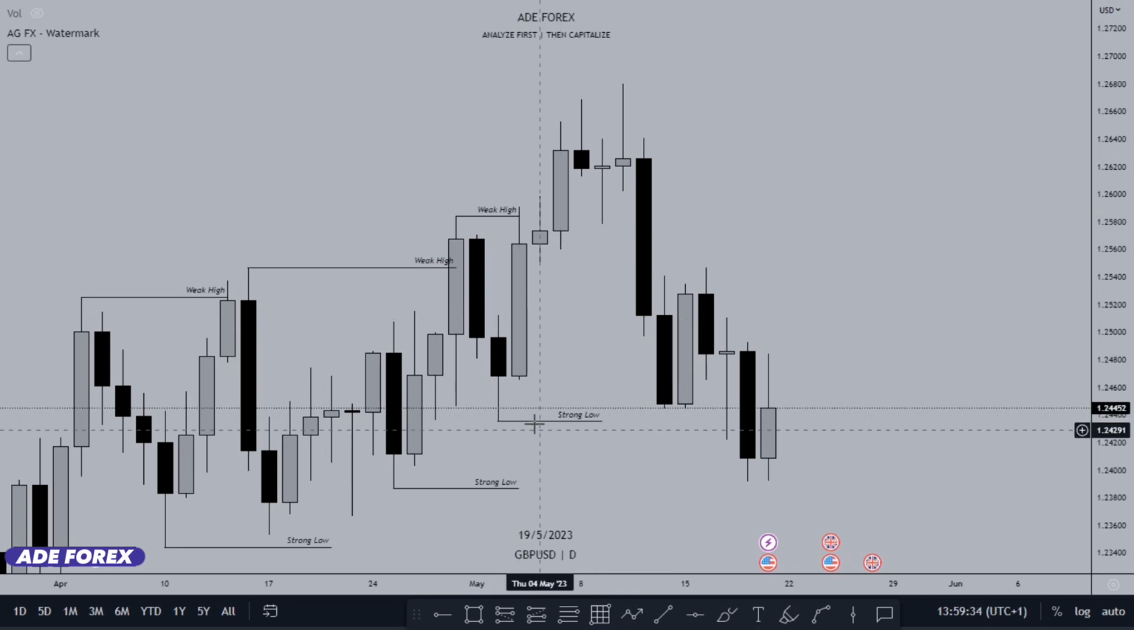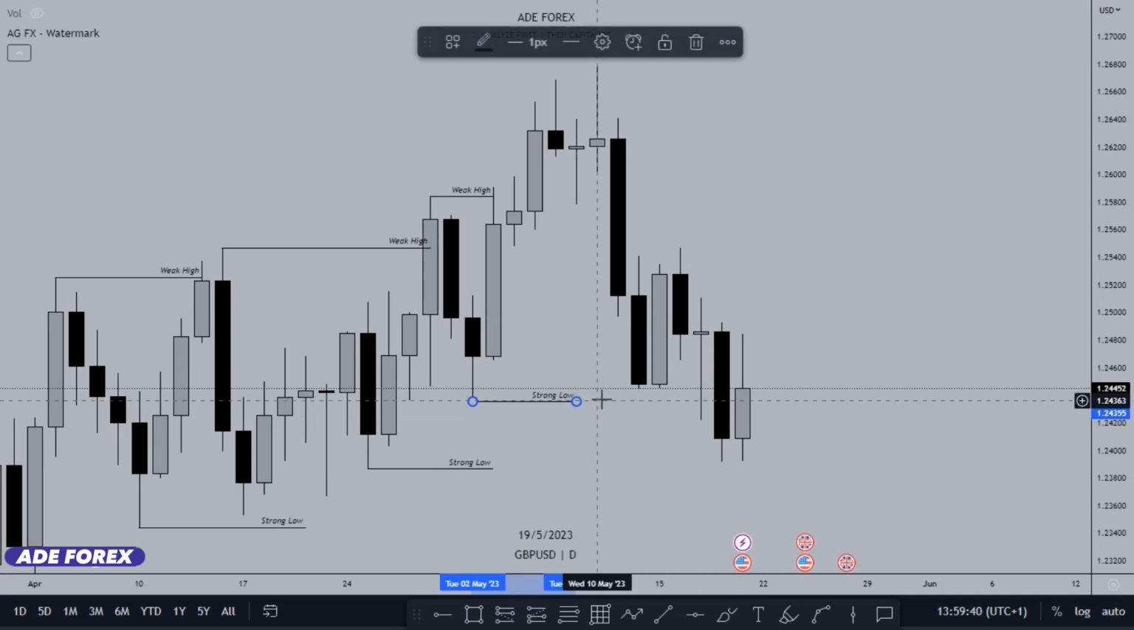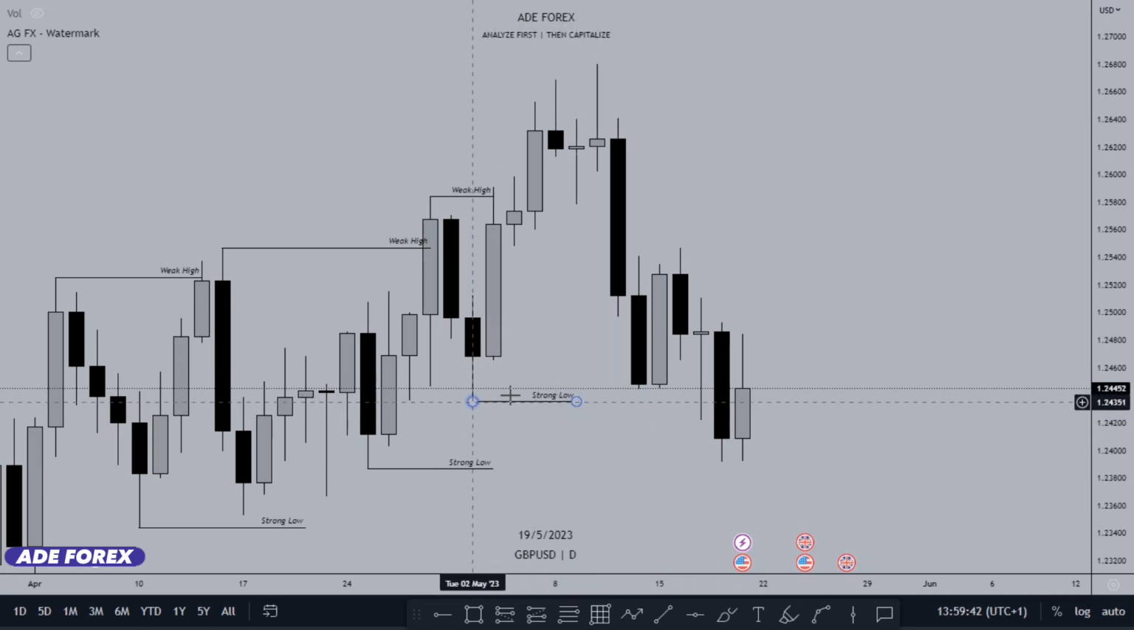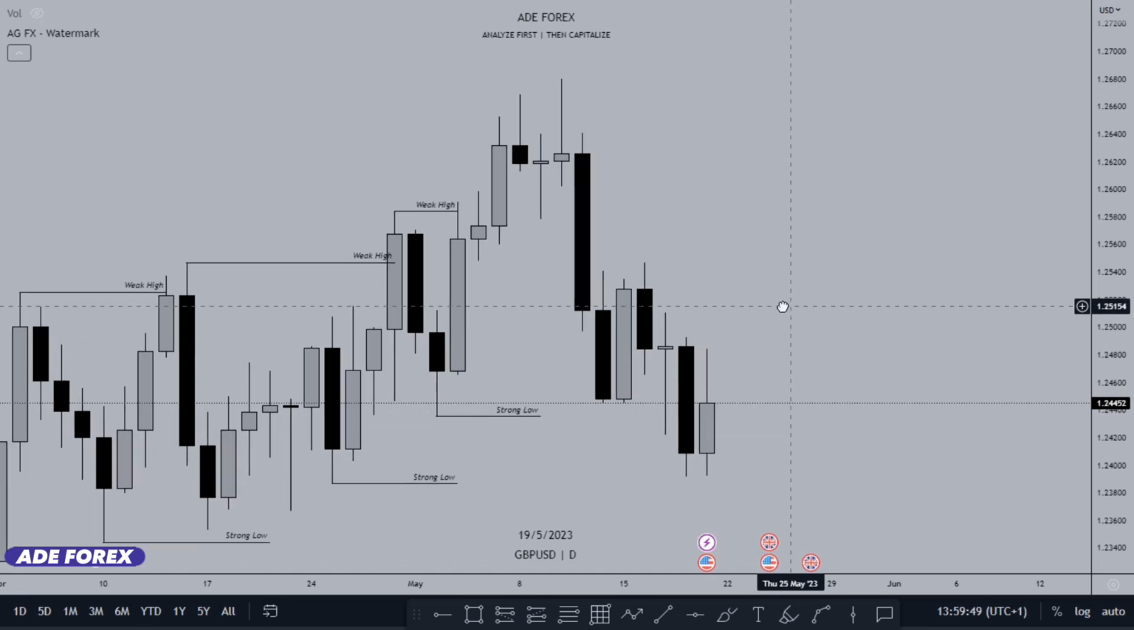So we expect this low to hold. But guess what happened, guys? We had a trend change. So the market broke this low. So what actually caused this low to be broken? What actually caused this low to be broken?